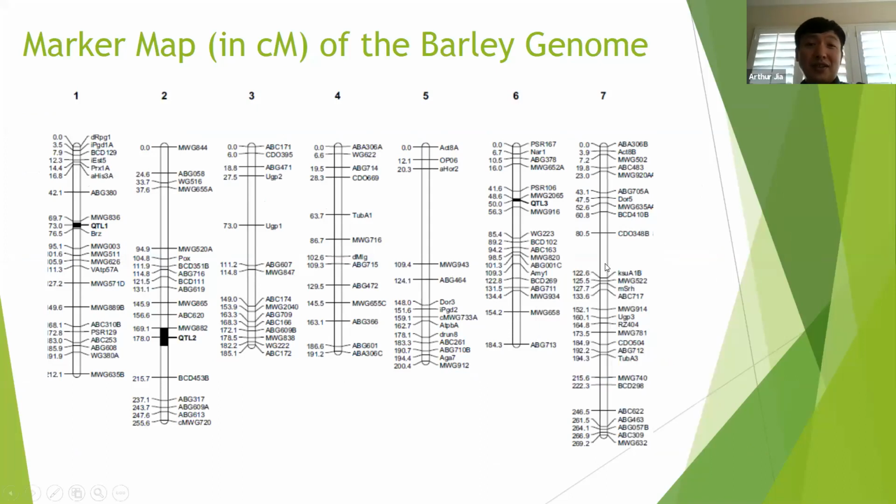All right. So this slide only shows an example, the marker map in centimorgans in the barley genome. In barley there are a total of 7 chromosomes, and as you can see, there are a lot of marker genes along each chromosome. This doesn't show the real physical map. It shows the genetic map measured in centimorgans. So in this class, we're going to talk about how to do the genetic analysis for the genetic map, not the real physical map.